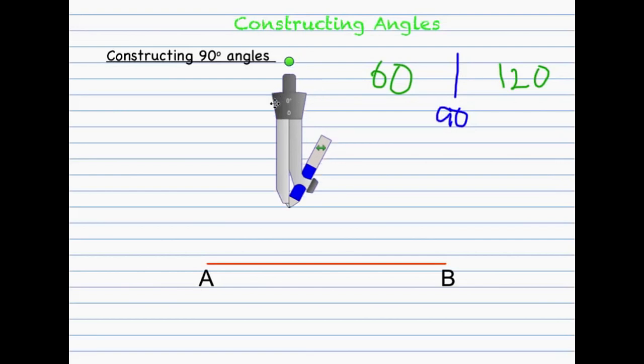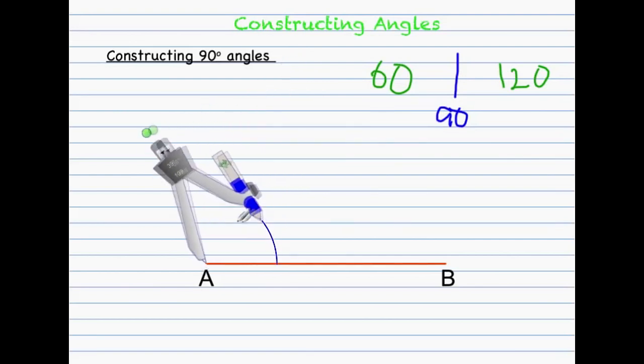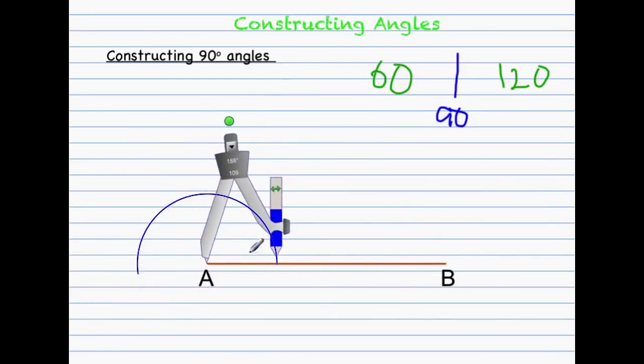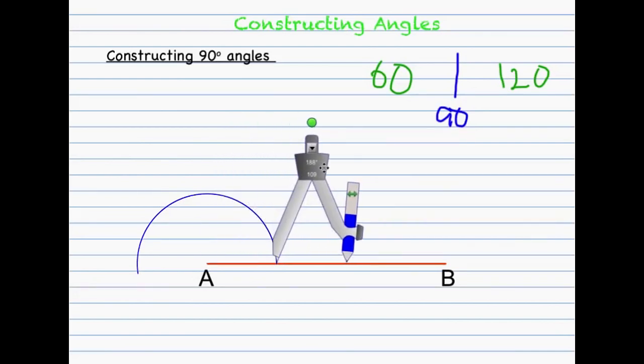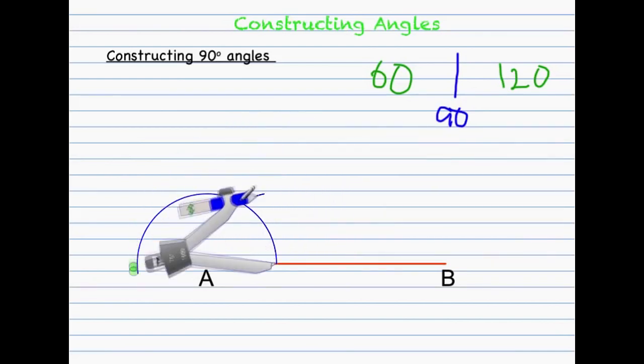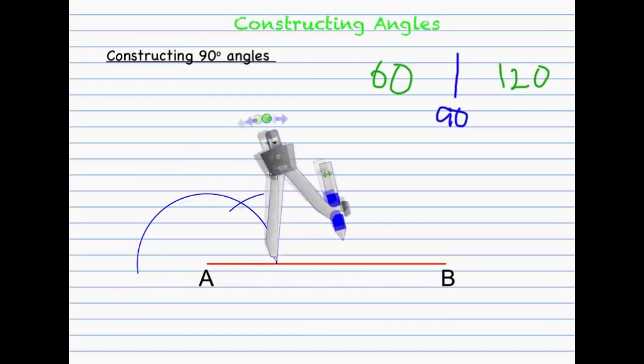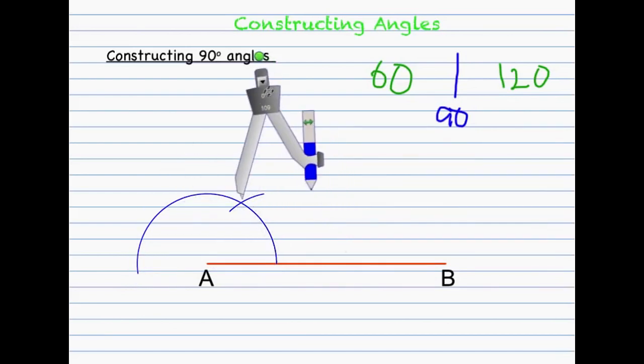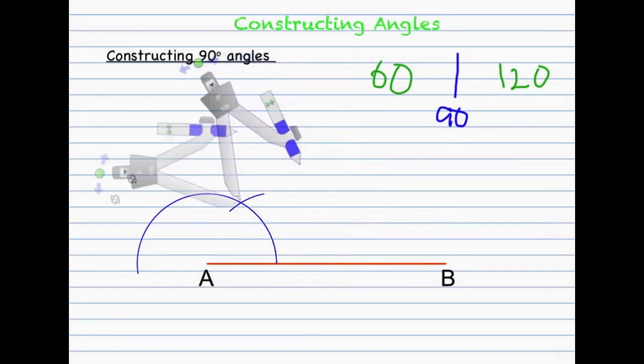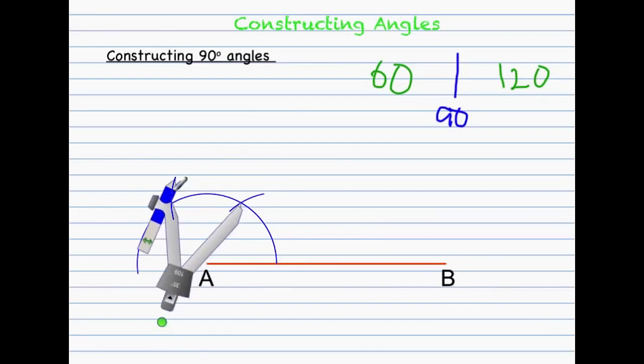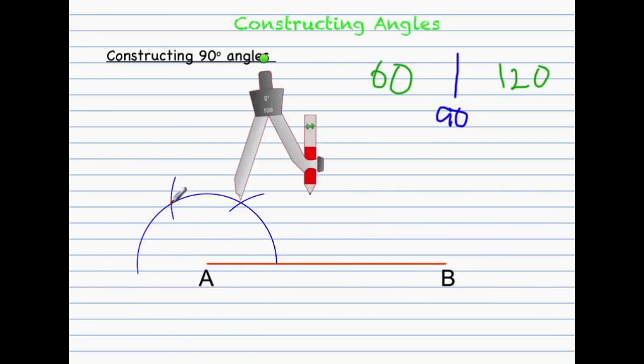So I begin by putting the tip of the compass to the point A, creating a semicircle backwards, then moving it to this point and creating an arc which cuts that semicircle, that is the 60 degree arc. Then I move the tip of the compass to this point and create an arc behind the first one, and this is my 120 degree point. Alright, so I have 120 degrees here and 60 degrees here.